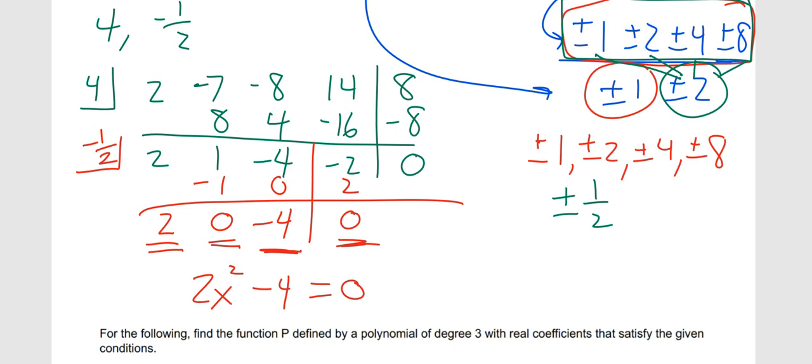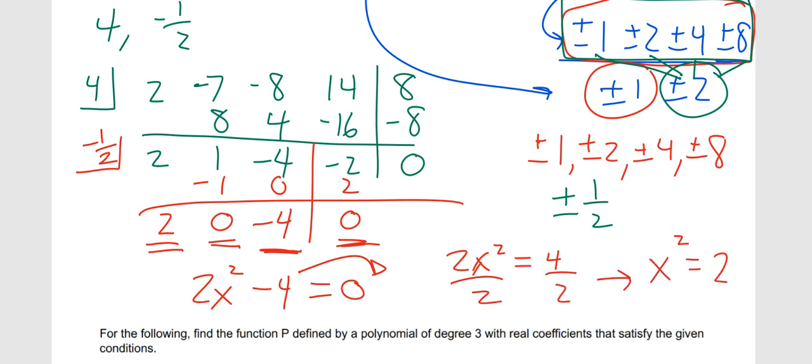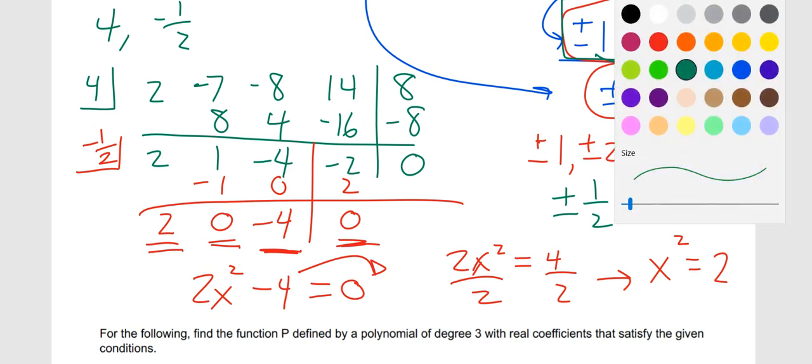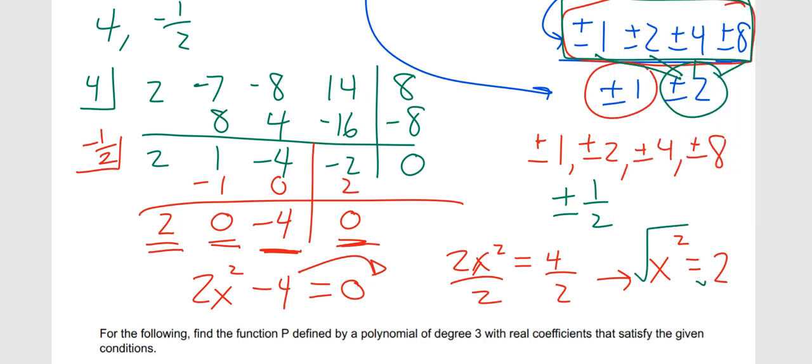Does anybody know how to solve that? Add 4. Okay, that's good. 2x squared equals 4. Next. Divide by 2. So that means x squared equals 2. Take the square root. What do we end up for the final two solutions? Plus and minus radical 2.